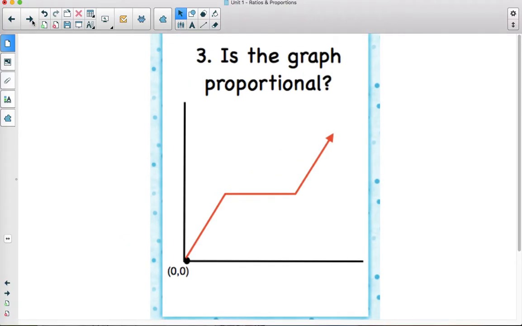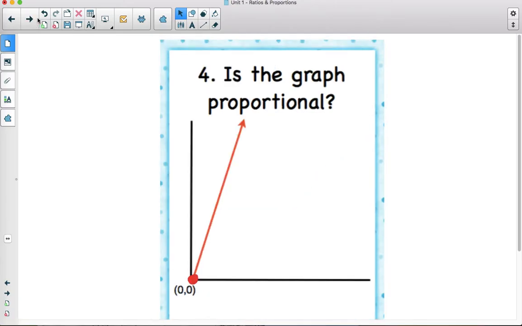Third one, I want you to go ahead and take some time thinking about this one and think if it is proportional or not proportional. Okay, this one is not proportional, and I can tell right away because this is not a straight line. It kind of zigs and zags. So when that happens, I can stop right there and say this is not going to have a constant of proportionality because it's not proportional.